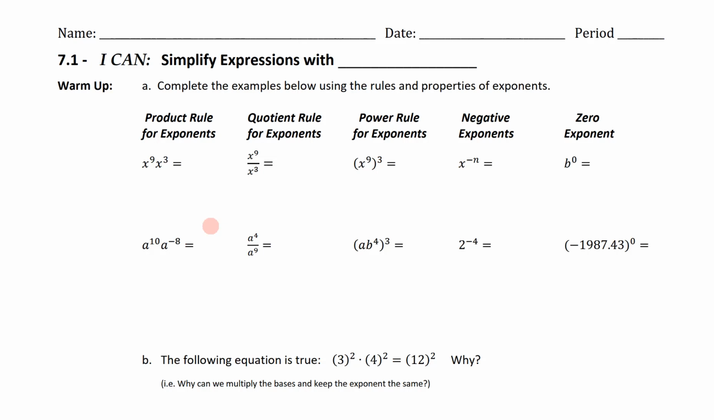We're ready to get started on Unit 7. This is Section 7.1. I can simplify expressions with exponents. Now, most of this is going to be review, so let's just go ahead and get started on this. This says the product rule for exponents. We're going to use that rule in order to simplify these expressions right here.